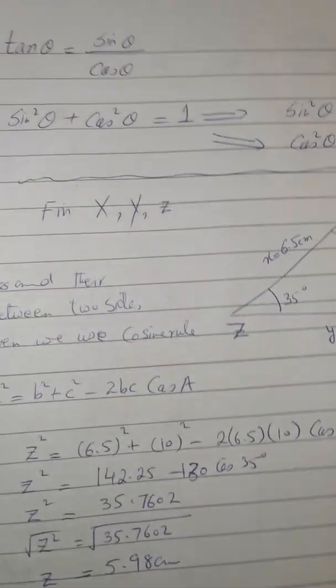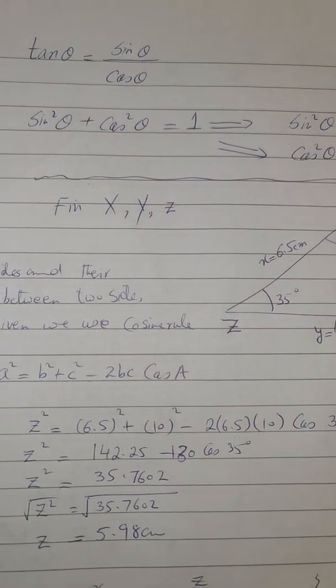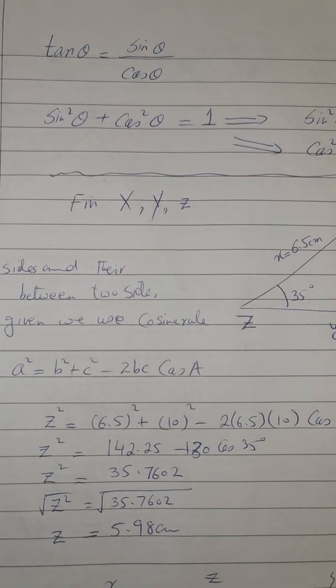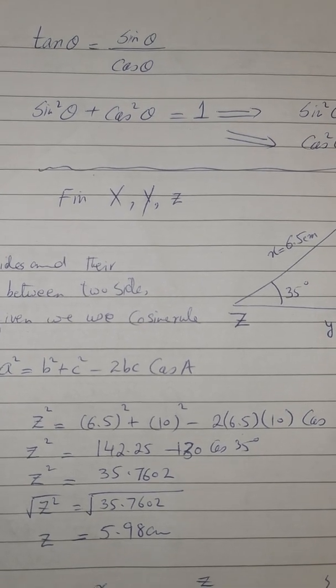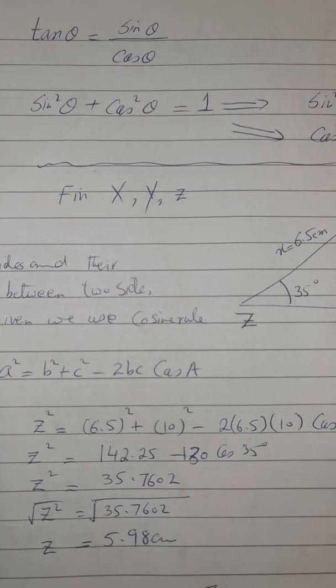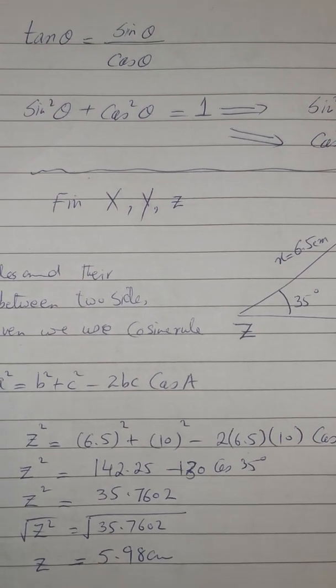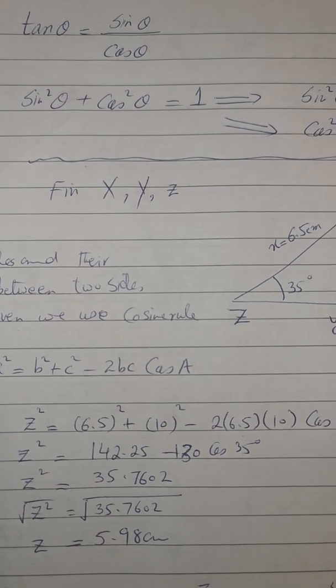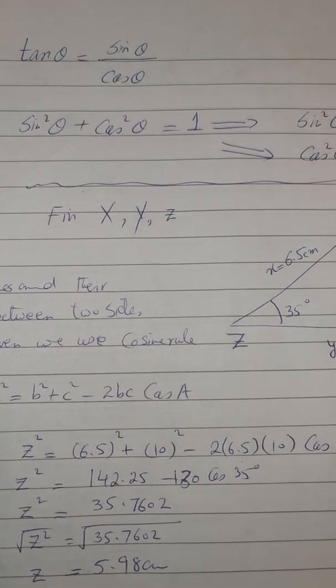First of all, in this video I will tell you about two important formulas of trigonometry. One formula is tan theta is equal to sine theta over cos theta. You have to memorize it. It's a very important formula, and in our questions we will use this formula again and again. So you have to memorize this formula.